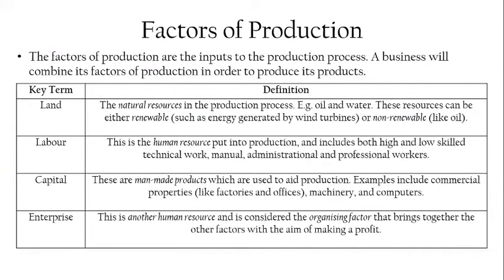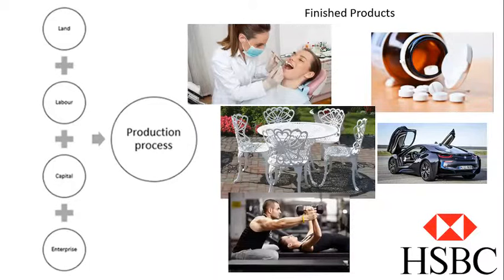So the factors of production are inputs to the production process. A business is going to combine its factors of production in order to produce its products. And every organisation has these different factor inputs in different quantities. So the factor inputs are land, labour, capital and enterprise. So these go into a business.